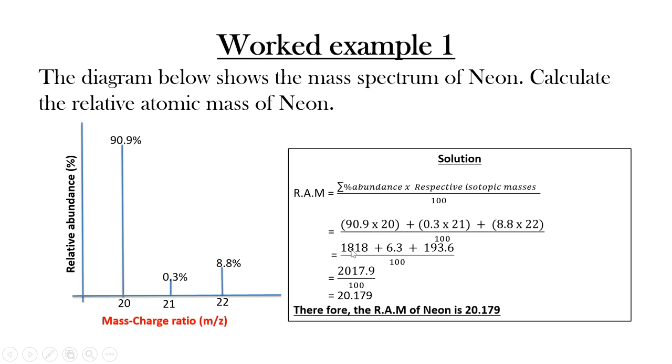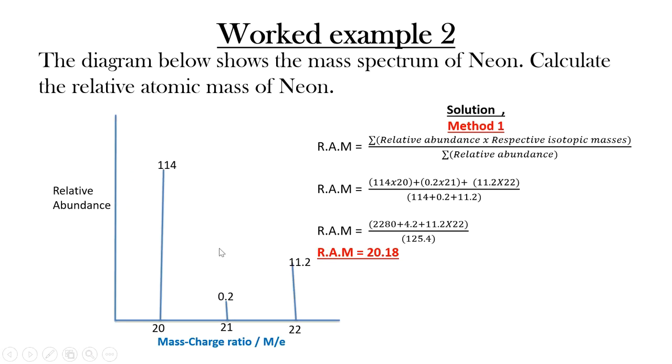So when you multiply this, we get 1818 plus 6.3 plus 193.6 over 100. We can use our calculators to get those answers. Then finally we have 20.179. So therefore the relative atomic mass of neon is 20.179. So there we are able to calculate using the data that has been given to us.